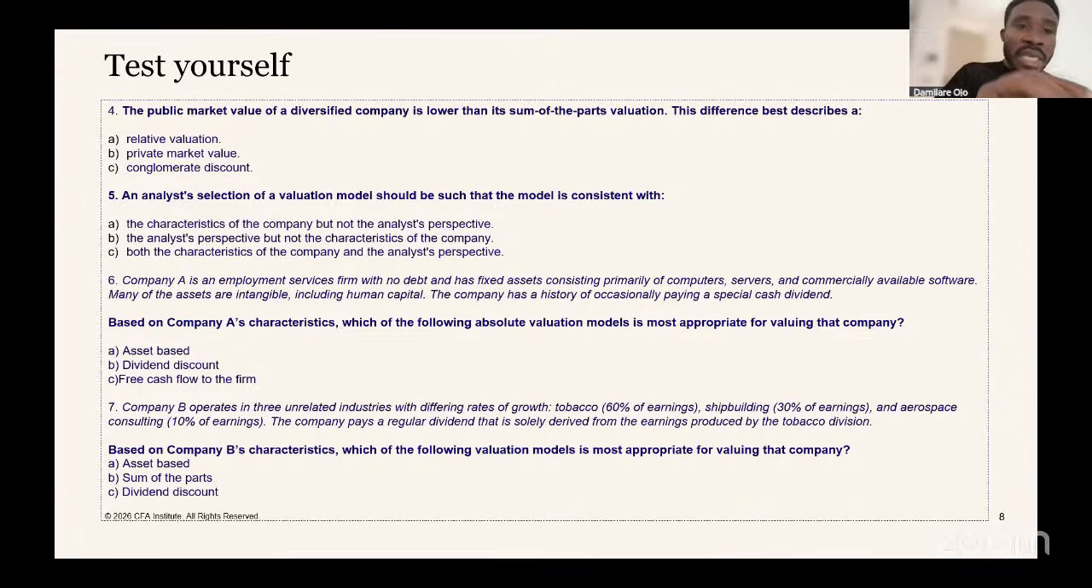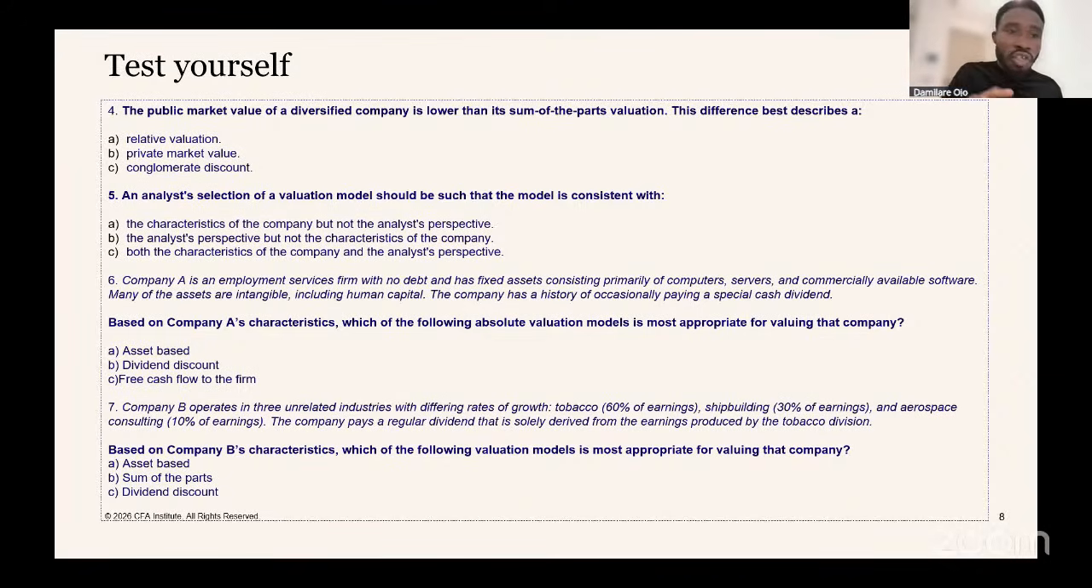Because this company is publicly traded, that's one, it is a public market value. Second, and most importantly, it is a diversified company. So when you have a diversified company whose public market value is lower than its sum of the parts, the difference is most likely due to conglomerate discount.